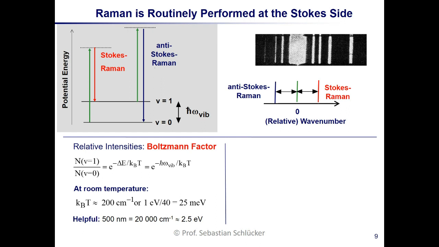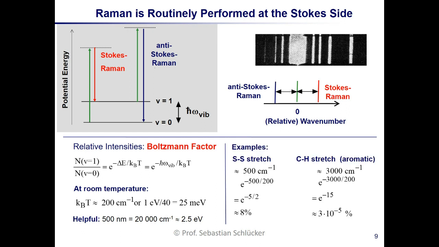That helps making the communication between chemists and physicists a bit easier. So examples. Sulfur-sulfur stretching, for example, disulfide bonds in proteins occur around 500 inverse centimeter, depending on the conformation, and that means a population of at least 8% in the first vibrationally excited state. Contrast, aromatic CH stretching around 3000 inverse centimeter. Here it reduces to e to the power minus 15.